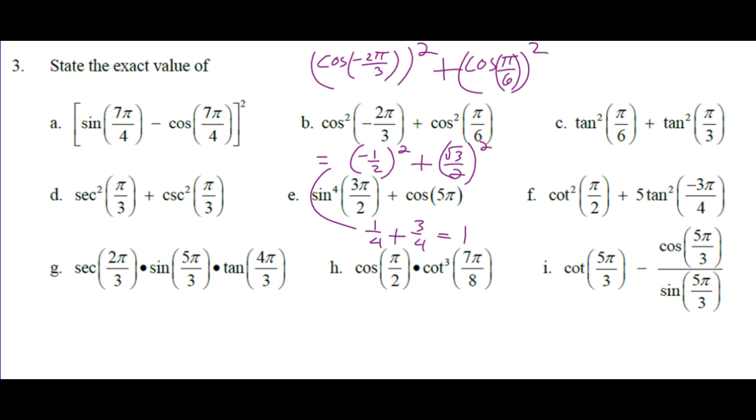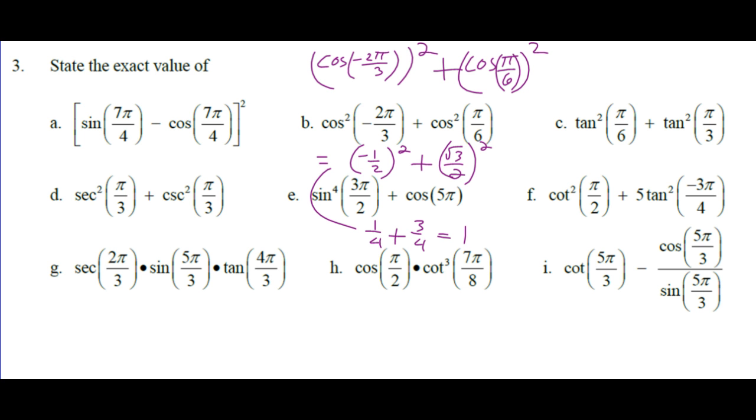Okay, so tan squared pi over 6 plus tan squared pi over 3: you work out the tan of pi over 6 and then you square it. You work out the tan of pi over 3 and then you square it. Okay, what should we do? Any more of these? Any more exciting ones down there? So, okay, how about D? Well, we'll just do the first part. So secant squared pi over 3.